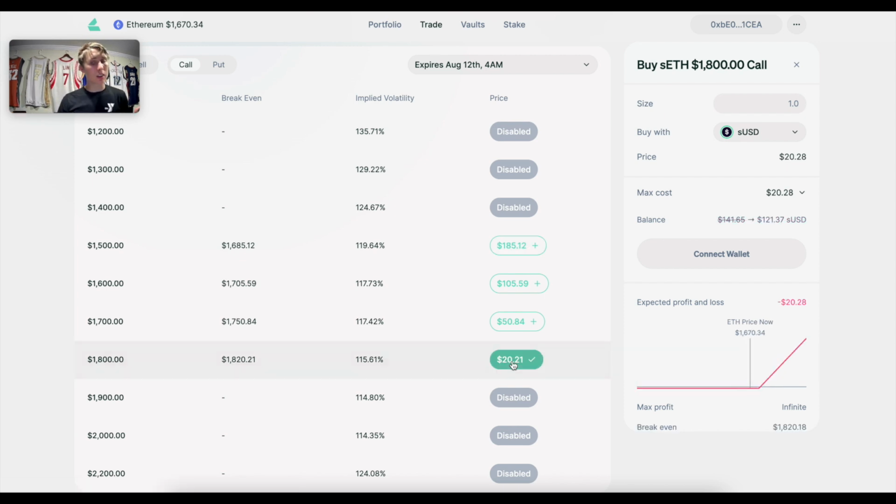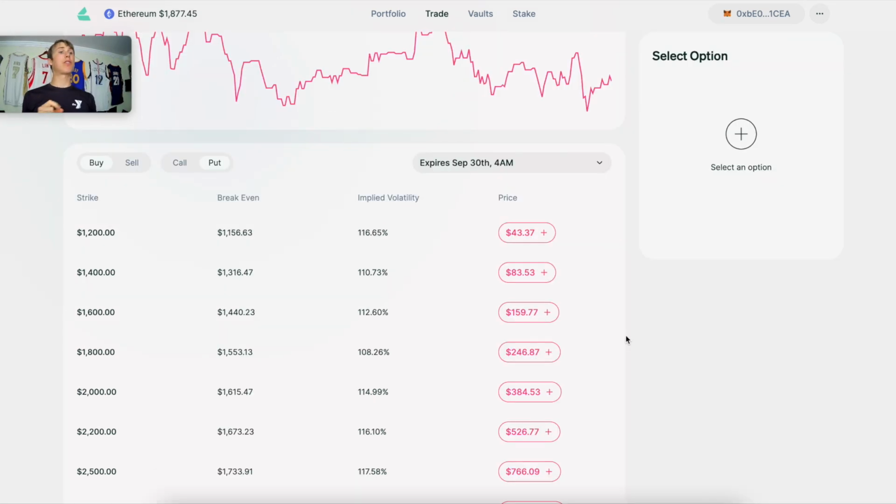So yes, it's a little more risky to buy an option that is in the 1800 range, but as you can see here, the potential for profit is much more, especially if ETH goes zooming. And you would use SUSD as collateral for this. Now the opposite is true. Let's say, for example, you're bearish on ETH. In this situation, you would want to buy a put.